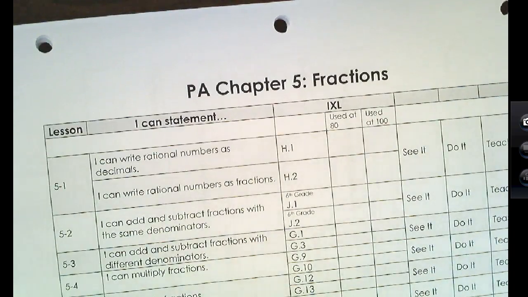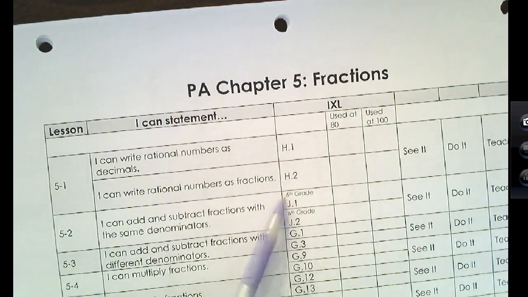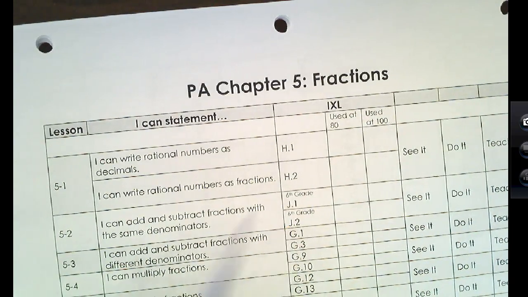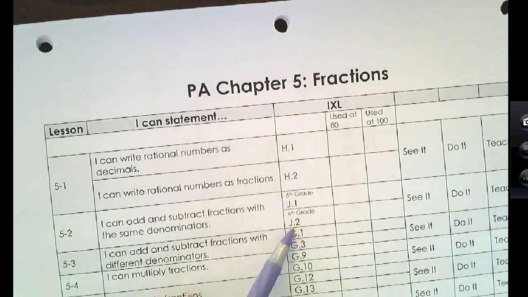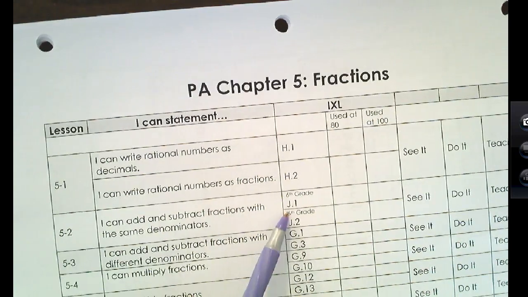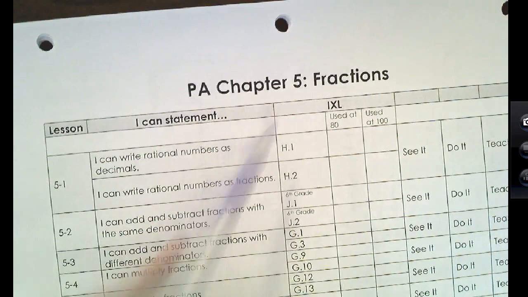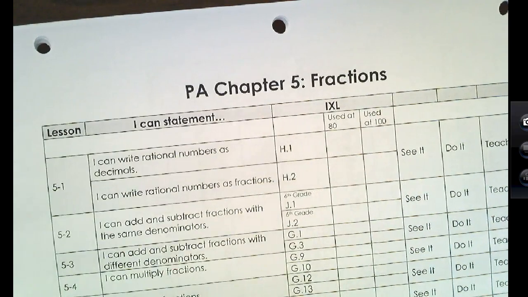Couple things I want to point out on this packet. There are 2 lessons that are under 6th grade. All the rest of them are under 7th grade. So make sure when you get on IXL and you go to do J1 and J2, you need to switch it to 6th grade. There are no 7th grade lessons that go along with that. Then the rest of them are all 7th grade.